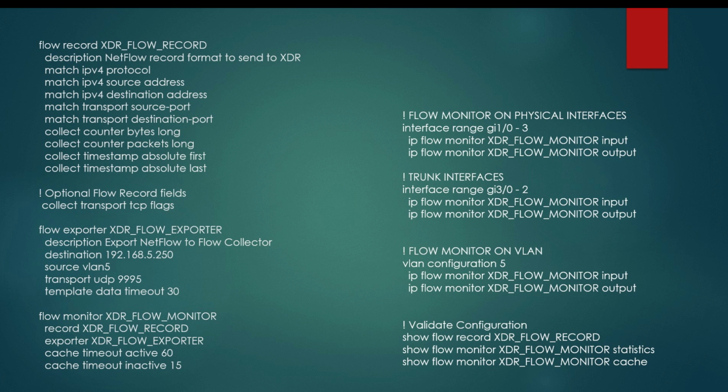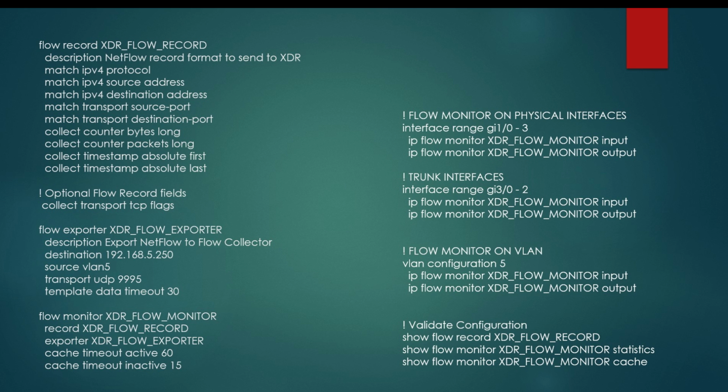But how do we apply this? If you look up there on the right-hand side, you can see I have flow monitor on physical interfaces, trunk interfaces, and you can even put it on your VLANs too. And I have IP flow monitor, XDR flow monitor input, and there's an output. Now, not every switch can do input and output. We'll talk a little bit about the difference between input and output, and where we should be collecting this information. For our demo, we're just going to be doing the IP flow monitor input.